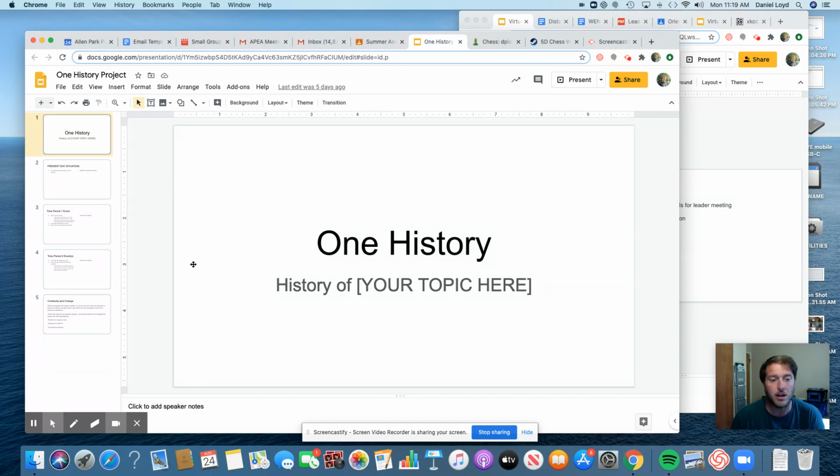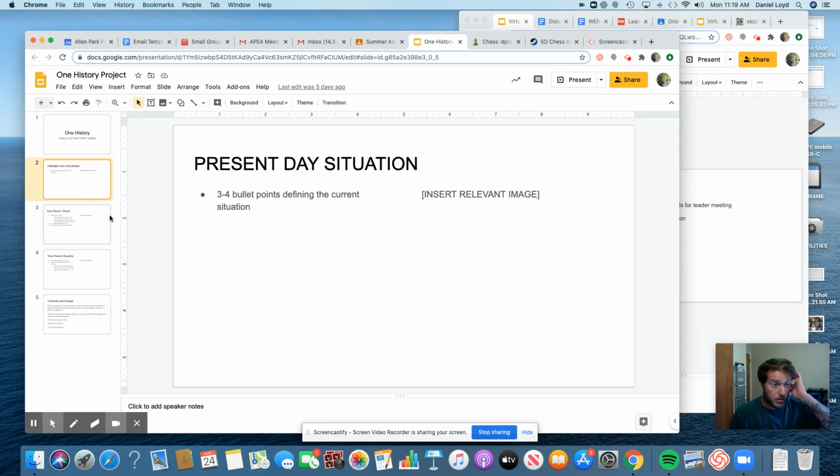In the brackets. Then the first thing you're going to do is give me the present day situation. You're going to use a news article for this. I'll tell you how I did mine in a second. You're going to put in 2 to 3 bullet points describing the current situation, and then insert a relevant image.